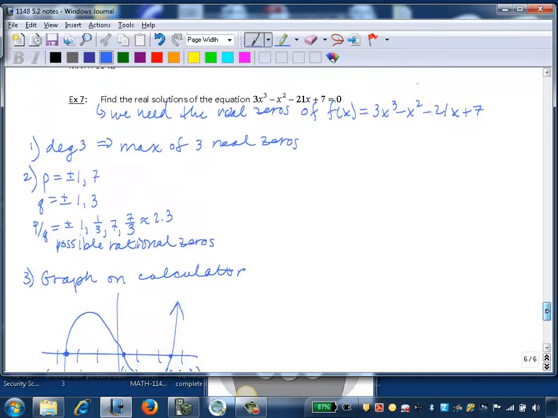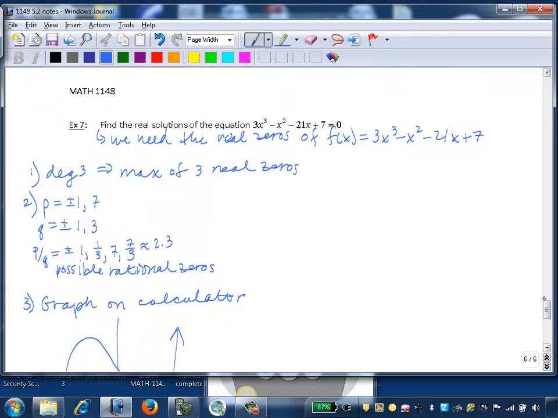Now, another way to do this problem, if we rewrite our equation, 3x cubed minus x squared minus 21x plus 7 equals 0. If we look at this with the 4 terms, we know if we have 4 or more terms, a method of factoring that could work is grouping. So we could actually try to directly factor this and directly calculate those solutions instead of going through and finding the real zeros.